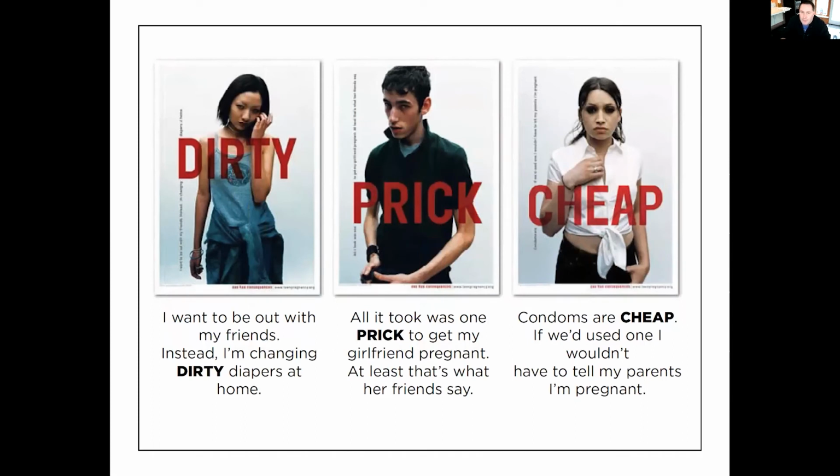So this is what the actual lines of them say. I want to be out with my friends instead of changing dirty diapers at home. All it took was one prick to get my girlfriend pregnant. At least that's what her friends say. Or the last one, condoms are cheap. If we'd used one, I wouldn't have to tell my parents I'm pregnant.